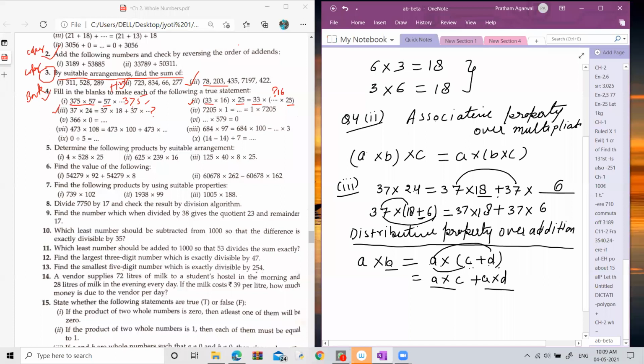So first of all, you have to break the number 24 into two numbers such that their sum should be 24. One of the numbers is given, which is 18. And now you have to find out the other number, which is 6. How can you find out this number? By subtracting 18 from 24, you get 6. Am I okay?